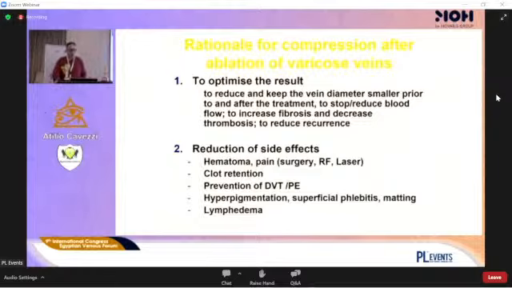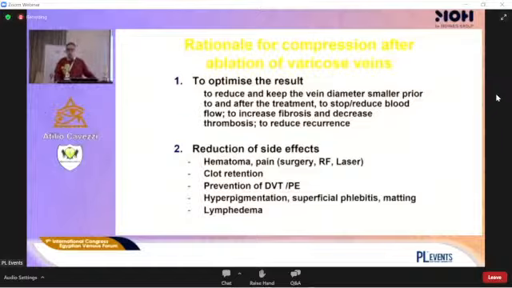For example, what we do with compression is to try to optimize the result, because we reduce blood in the treated vein after the treatment. We can so improve fibrosis. We know that sclerotherapy results in sclerothrombus. This is the final result. If you have more blood, you have more thrombus. If you have less blood, you have more sclero, you have more fibrosis. That's why the reduction of blood in the vein before and after sclerotherapy is a major key point in sclerotherapy.